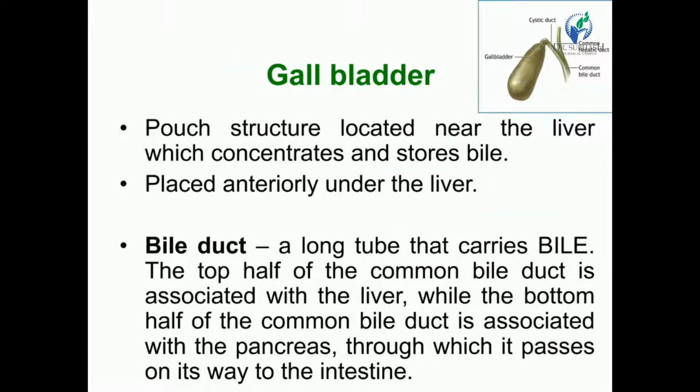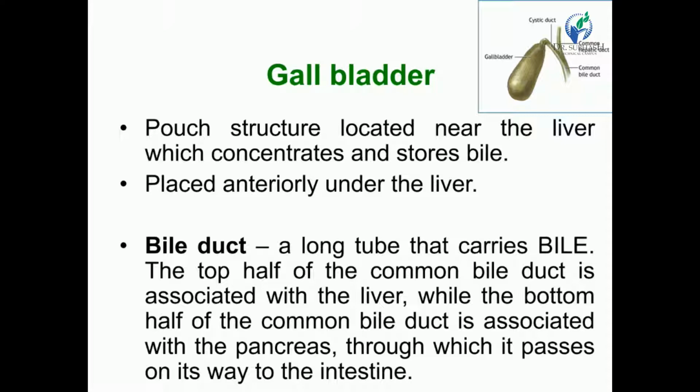First of all, the gallbladder. The gallbladder is a sac or pouch-like structure which serves as the reservoir of the bile. This pouch structure is located just near the liver. While coming to its functions, it concentrates and stores bile for a temporary duration. It is placed anteriorly under the liver and is present on its right abdominal surface.